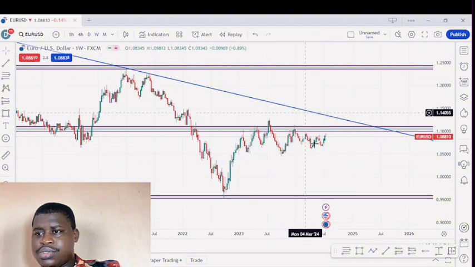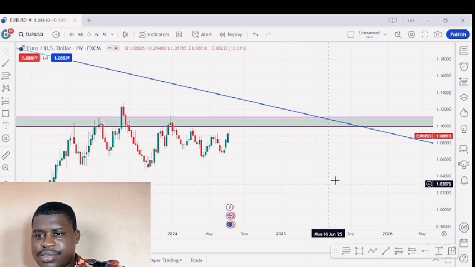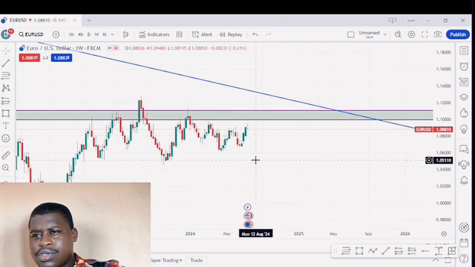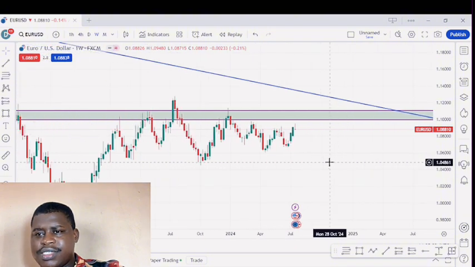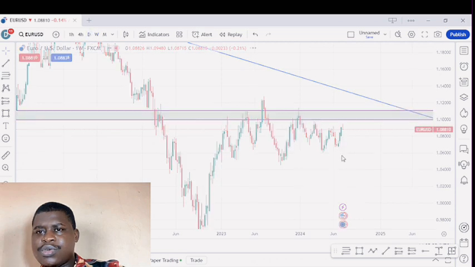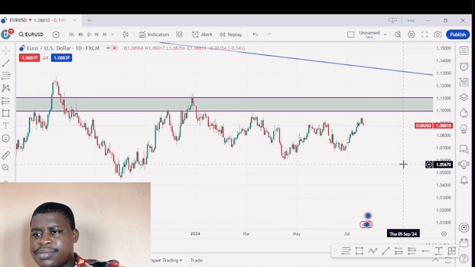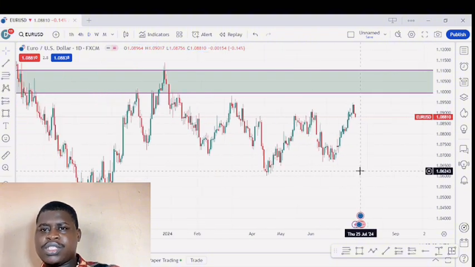So in this ranging market, we shall find trading opportunity. I will scale down to my daily time frame. So on my daily time frame, this is what I'm seeing here.